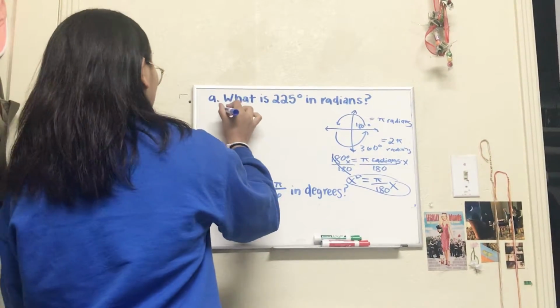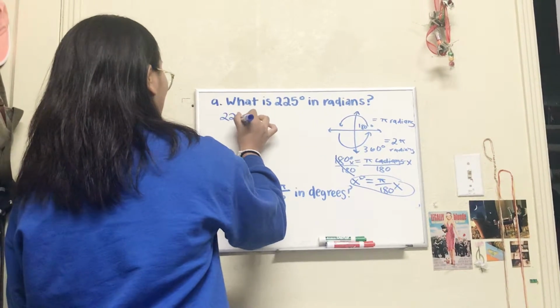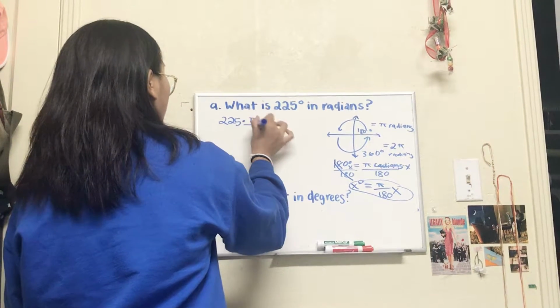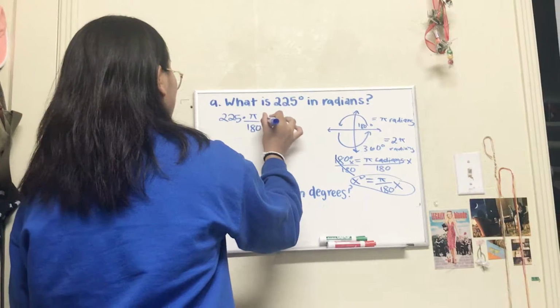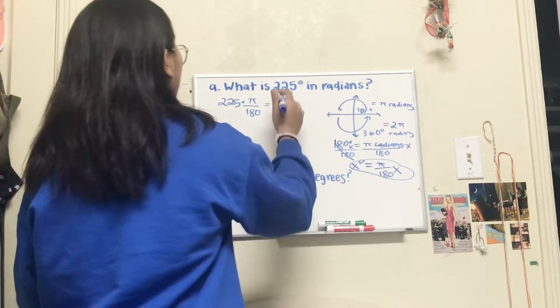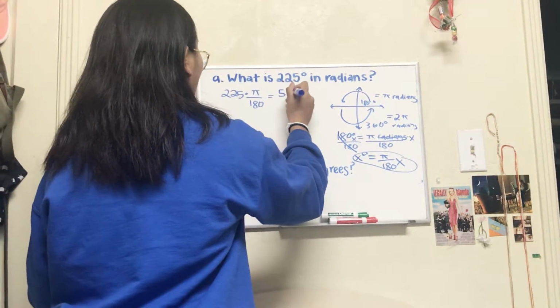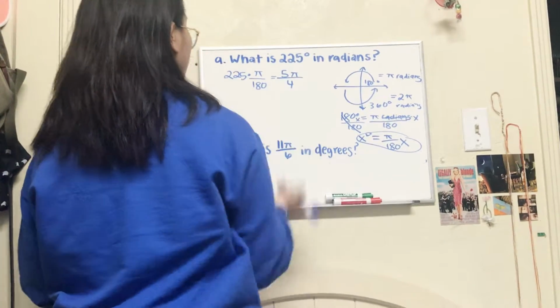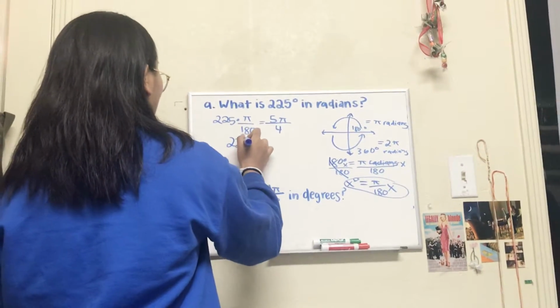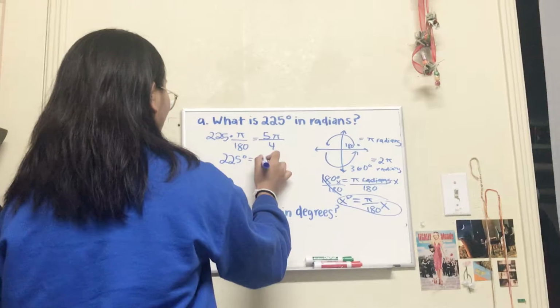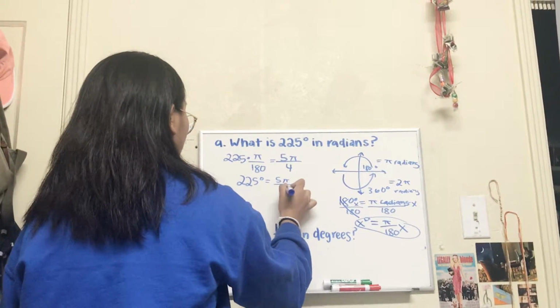So if you apply this, you get 225 multiplied by pi over 180, which, if you simplify it down, would equal 5 pi divided by 4. So in other words, 225 degrees equals 5 pi divided by 4 radians.